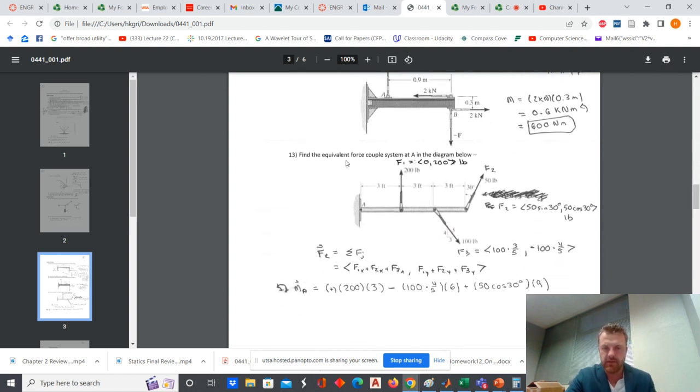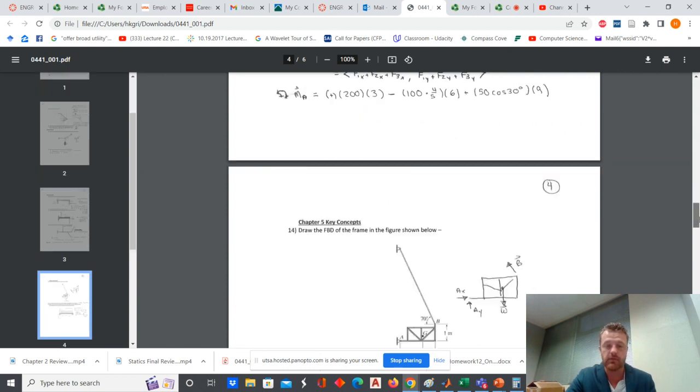Question 13, find the equivalent force couple system at A in the diagram below. Remember that to find an equivalent force couple system, all you have to do is add up all of the forces acting on the body. In order to add forces, it's good to decompose them first into rectangular components, which is what I've done here. And then the next thing you need to do is compute the moment of each of those forces about point A. That is relatively easy because only the y components of these forces will induce rotation about point A. If you look at their horizontal components, those all have a line of action that goes through A. So basically all you're going to do is take the y components of each, find the perpendicular distance, and just be careful with your signs when you compute those moments.